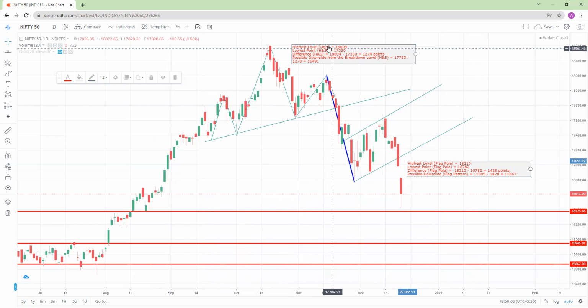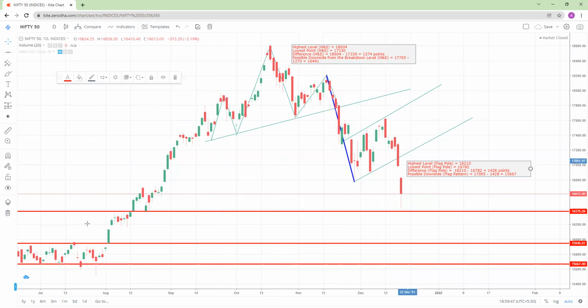You can see that here HNS means head and shoulders pattern. Now we are going to explain how we calculate the possible downside from the breakout level. As per the head and shoulders pattern, we need to find two important values. One is the highest value of the head, which is 18,604, and the other is the lowest value of the entire head and shoulders pattern, which is 17,326. We have taken it as a rounded figure, 17,330. So the highest level is 18,604 and the lowest point is 17,330.